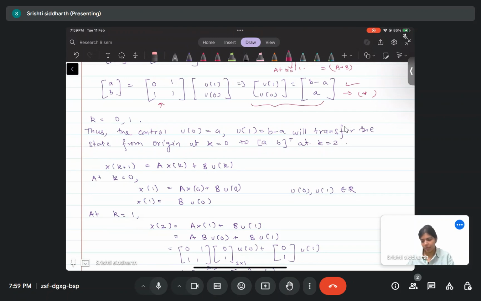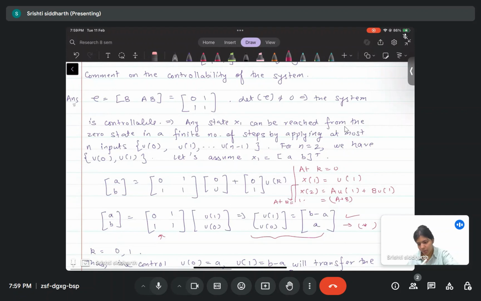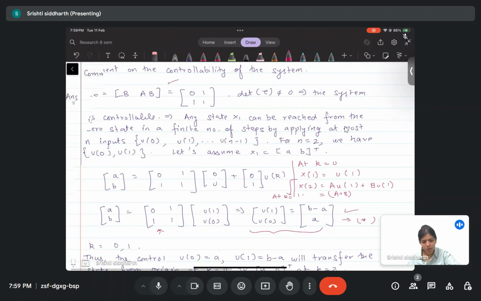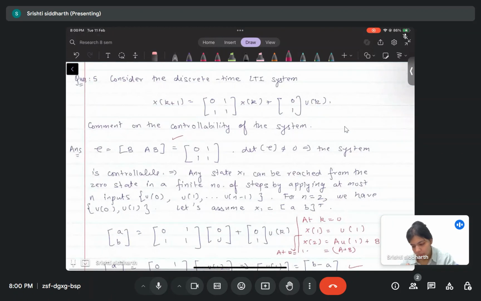Alright. So therefore, we have already seen that the system is controllable by the controllability matrix, and we have also found the sequence of inputs which will transfer the state from 0, 0 to any arbitrary state AB. This was about the controllability of the discrete time linear time invariant system.